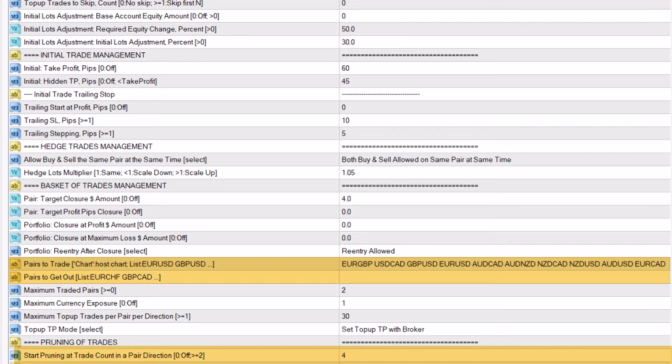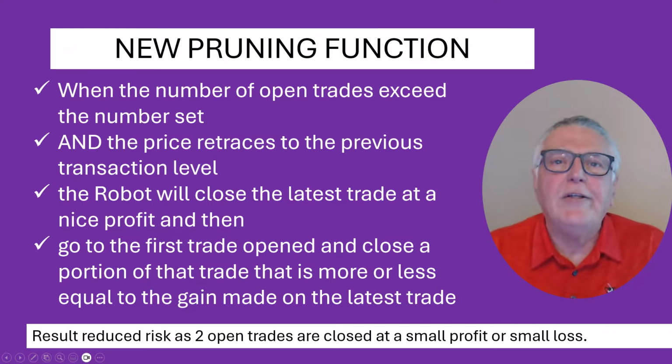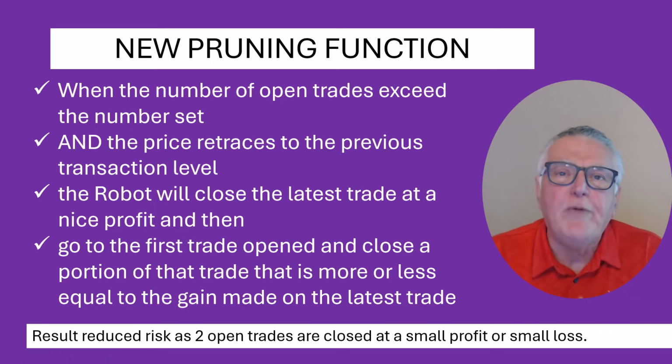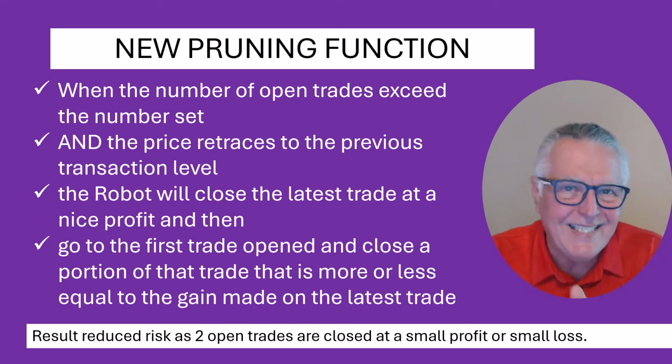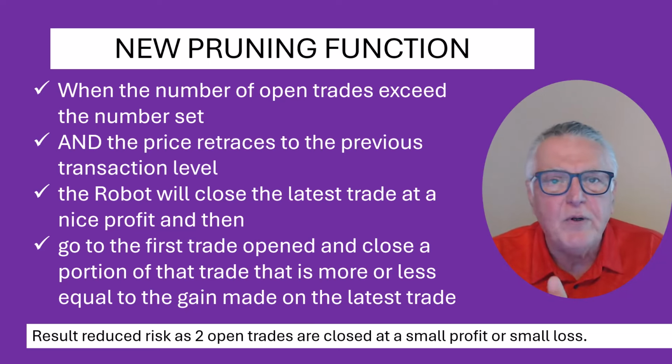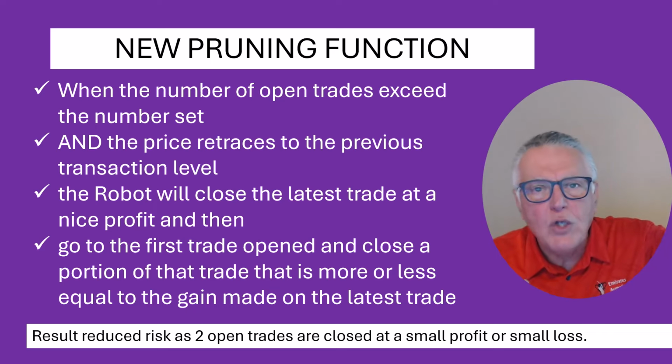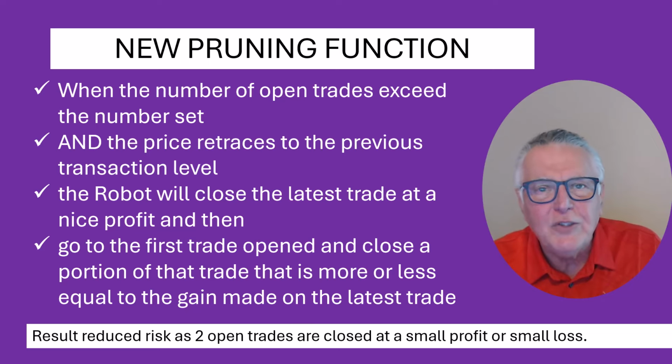And then the pruning has really been reduced only to telling the robot when you want pruning to happen. Do you want it to happen after 3 trades, 5 trades, 4 trades? The default is 4. So how does the new pruning function work? It works when the number of open trades reaches that setting, which in the default is 4, and the price of the last opened trade reaches the previous transaction level.